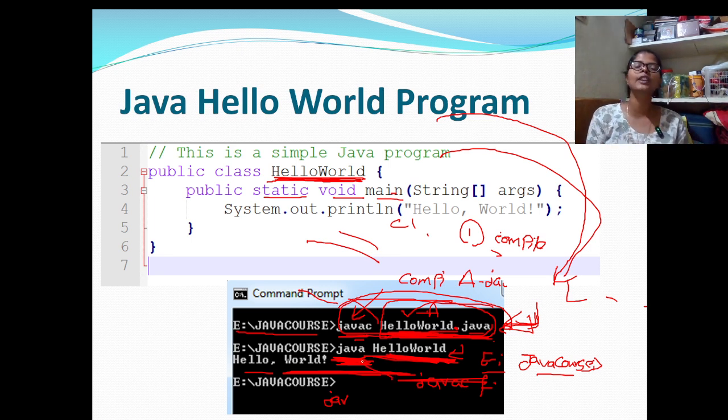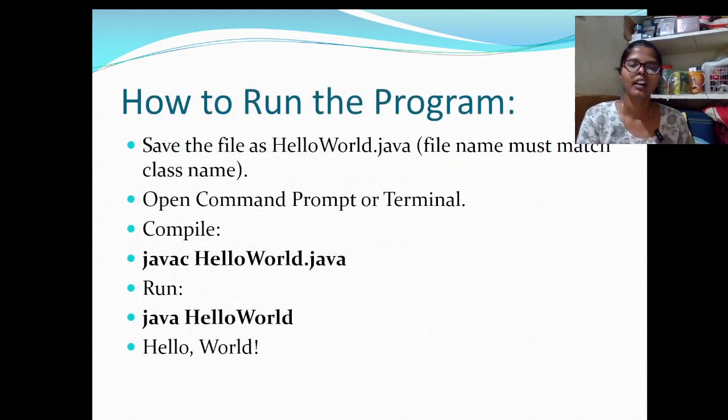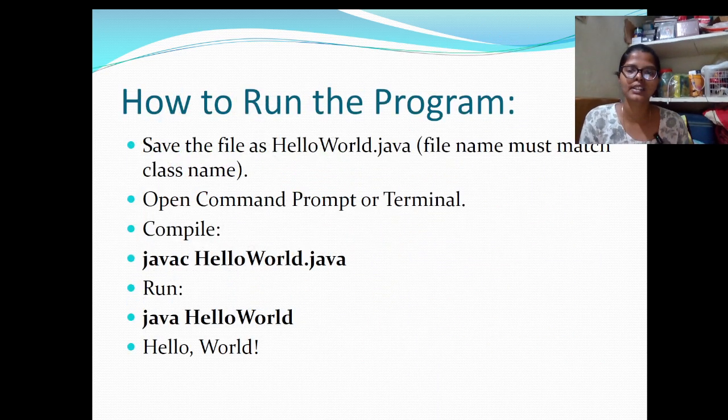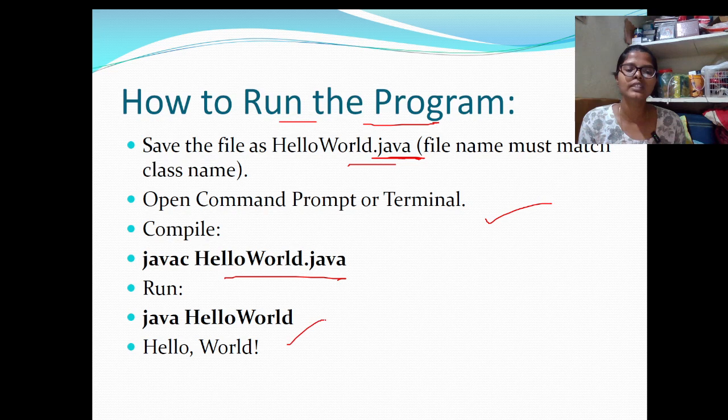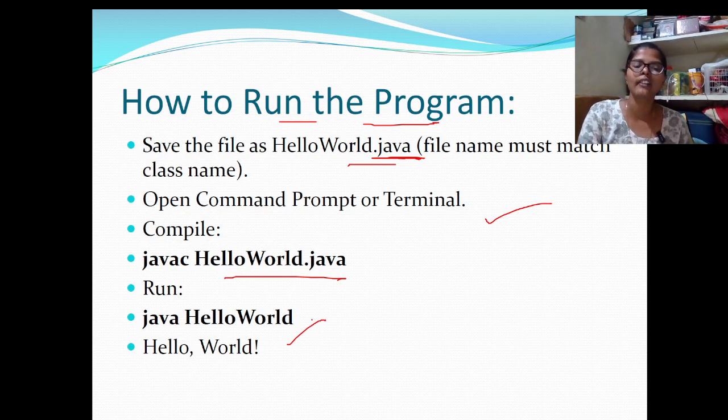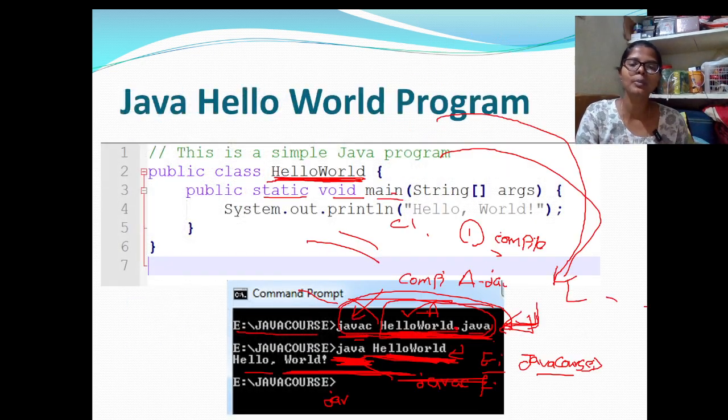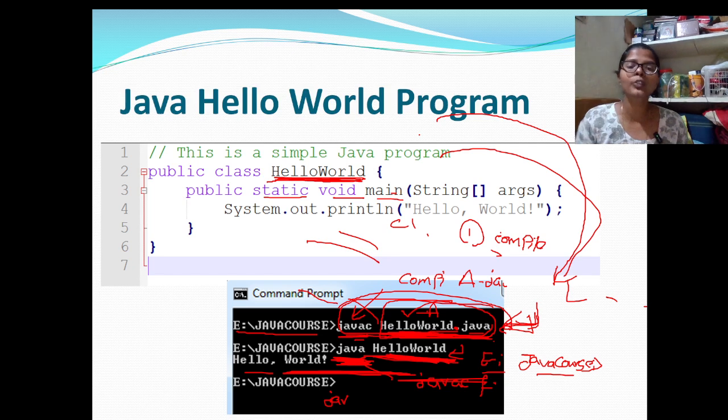These are the steps that we need to follow. Okay. So here the steps I already explained, and how to run the Java program is first we need to save the file with the .java extension, then go to the command prompt, compile using javac file name, and run with java class name. Okay. So this is about the basic hello world program where we need to write Java code.